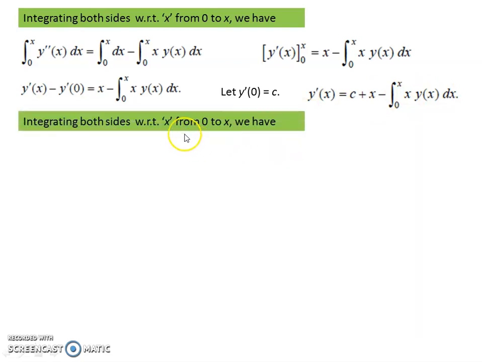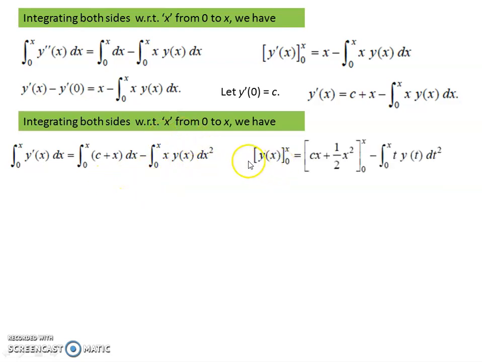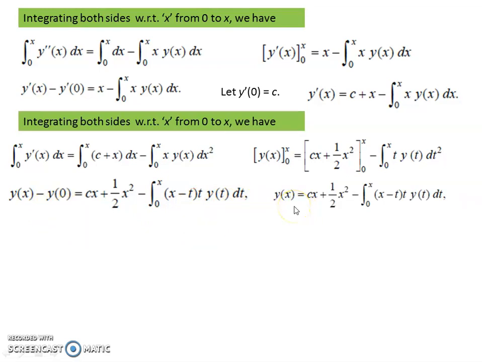So again we integrate with respect to x from 0 to x. We get the integral of y'(x) dx, the integral of (C plus x) dx, minus the double integral of x·y(x) dx. So we convert this: the integral of y'(x) means y(x) from 0 to x, and C·x plus x²/2 from 0 to x, minus the double integral of t·y(t) dt. Now we apply the formula which is written in the first slide, so the multiple integral changes into a single integral. So y(x) minus y(0) is equal to Cx plus x²/2 minus the integral from 0 to x of (x minus t)^1/1! times t·y(t) dt. Now y(0) is given, and y(0) is 0.